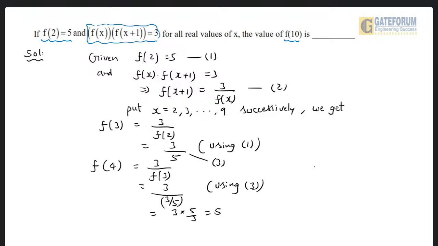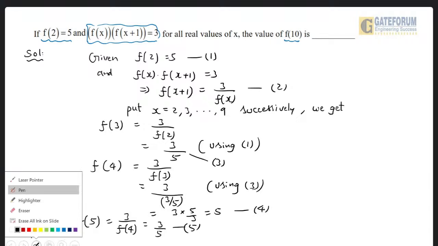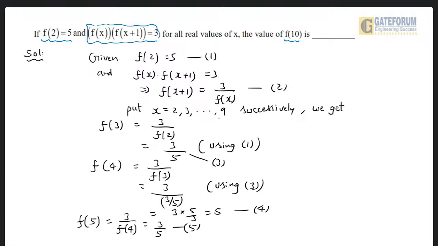Now let us see f of 5. By putting x is equal to 3, so 3 divided by f of 4. So this simplifies to 3 by 5. Let us say this is equation 4 and this is equation 5. So you will be getting only two types of values. f of 2 is 5, f of 3 is 3 by 5, f of 4 is 5, f of 5 is 3 by 5. So only two numbers you will be getting: 5 and 3 by 5.